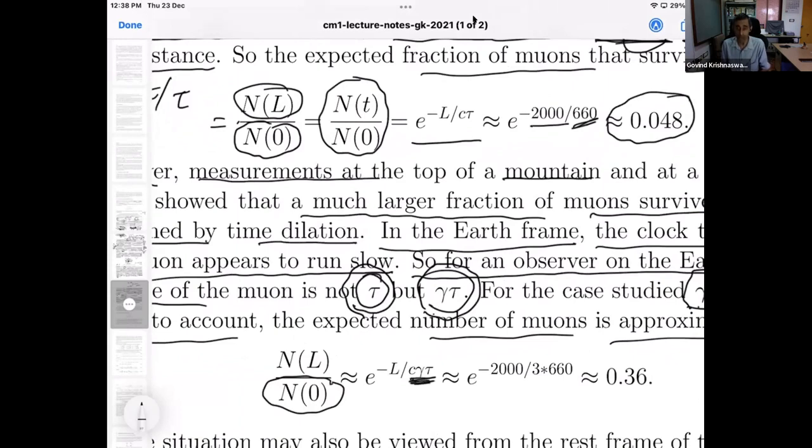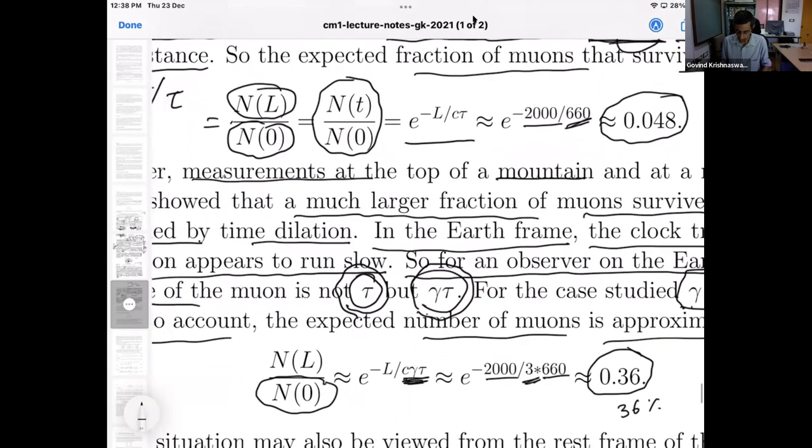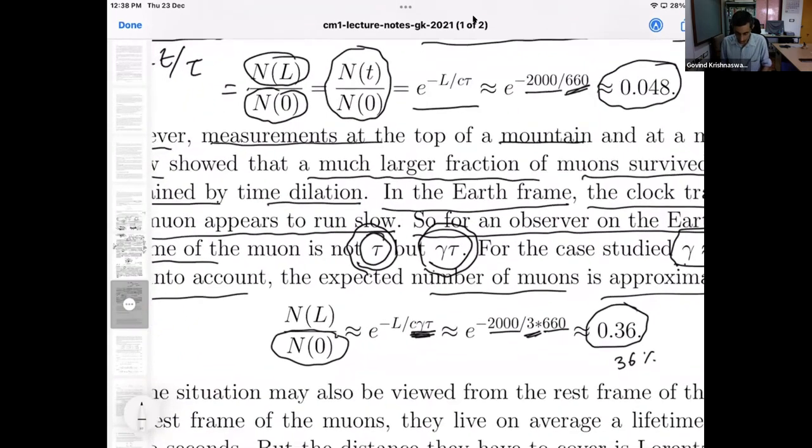That's the main difference. So if you put the numbers in, basically previously you had 2000 upon 660, now it becomes 2000 upon 3 times 660. And then you're taking e to the power of minus that. So if you put the numbers in, it turns out you get a slightly larger number, 36%, whereas you were expecting much less.